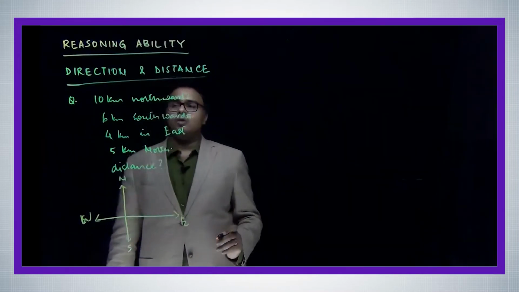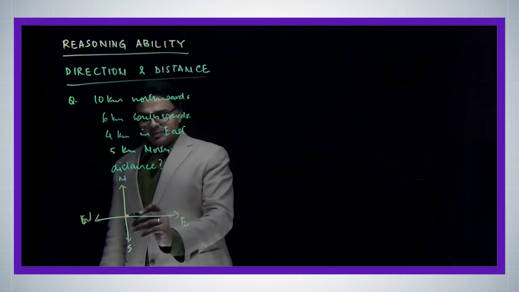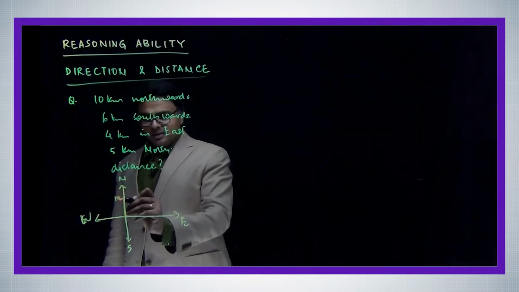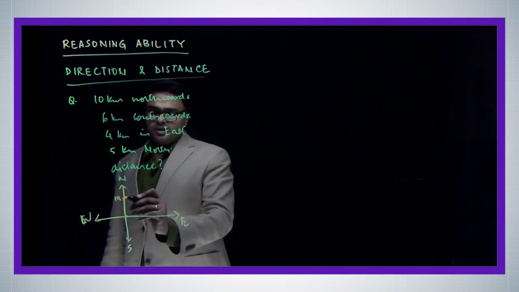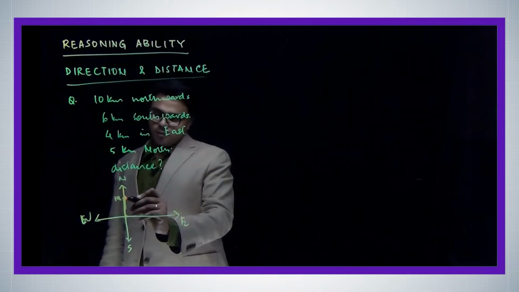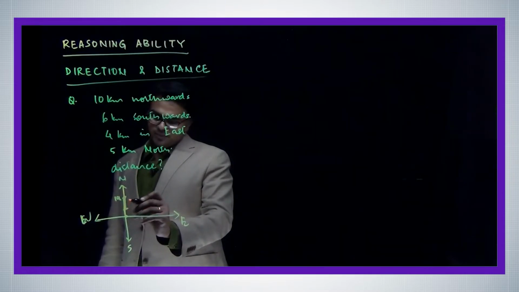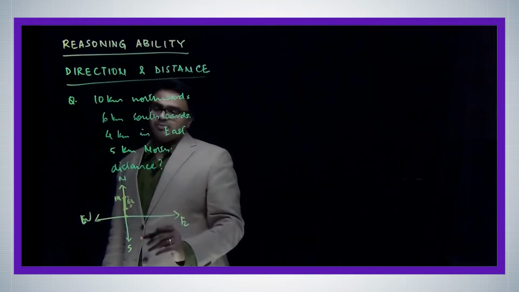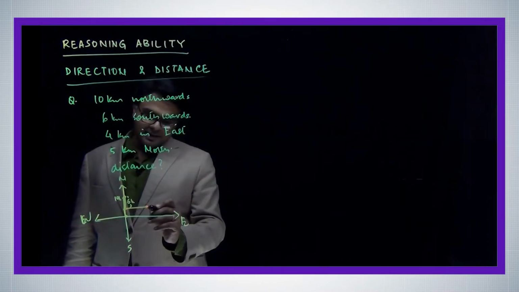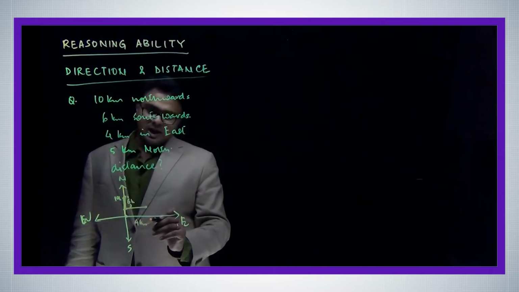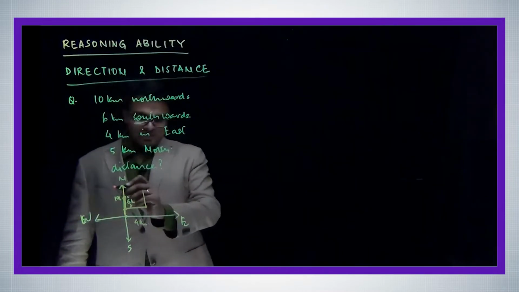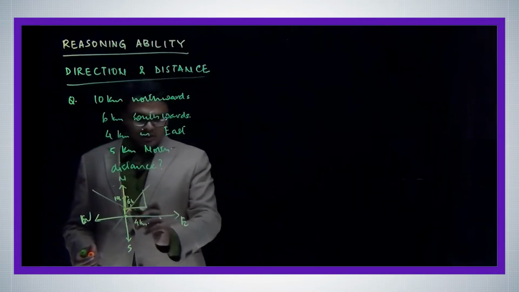Now, the person walks 10 kilometers northwards. So let's say the person starts from here and he goes from here to here. This is 10 kilometers. And then he walks 6 kilometers southwards, so he comes back here, and this distance is 6 kilometers. Now he walks 4 kilometers in the east, and then he walks 5 kilometers in the north. This is too small a diagram to clarify things.